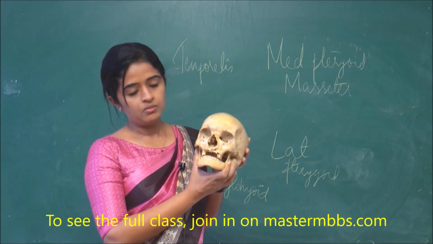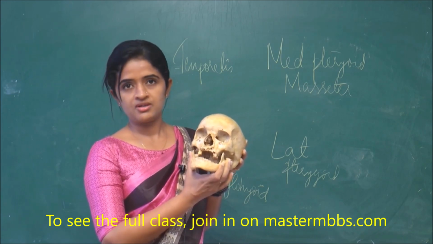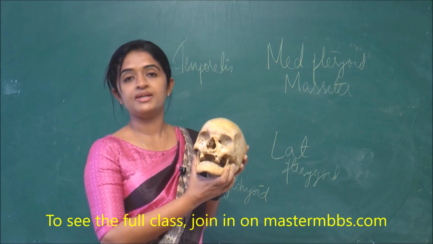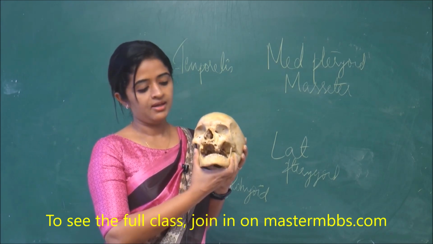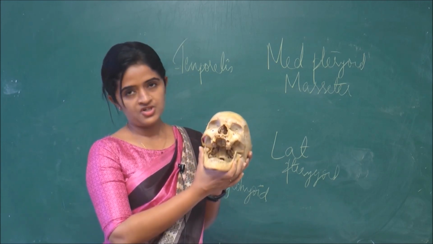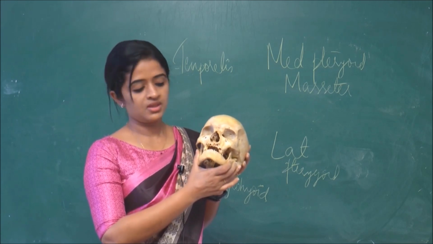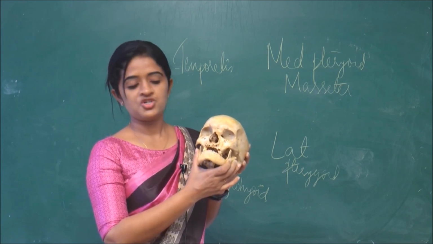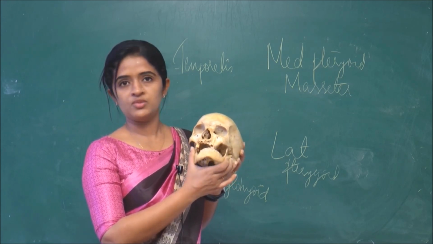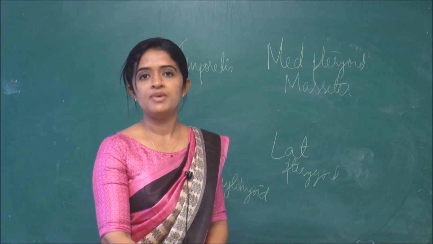Then we can move the jaw anteriorly. So this is called protraction, and we can move the same thing back to the normal position, that is retraction, and side to side movements. Okay. So depression, that is opening of mouth, elevation, that is closing of mouth, anterior movement, that is protraction, posterior movement, that is retraction, and the side to side movements. So these are the movements which are occurring at the temporomandibular joint.